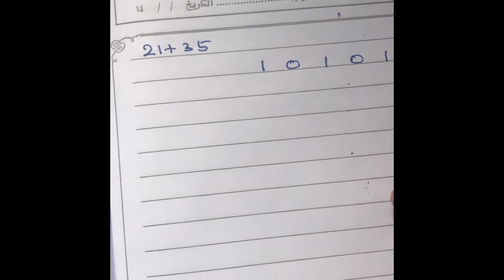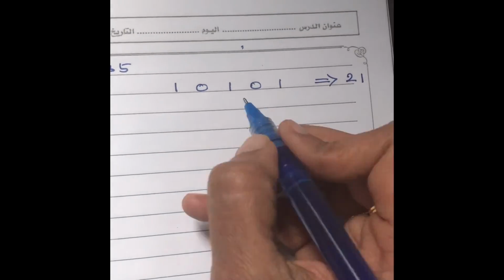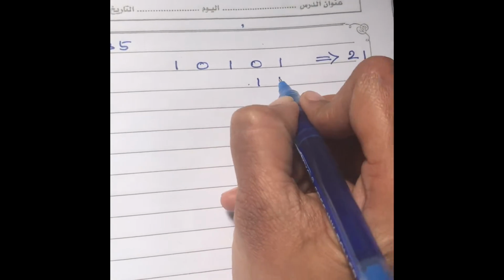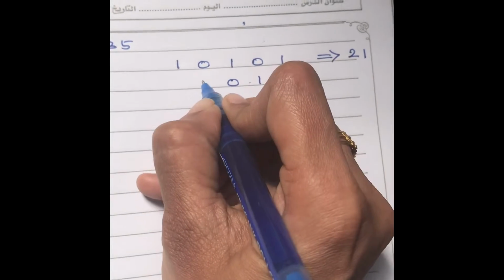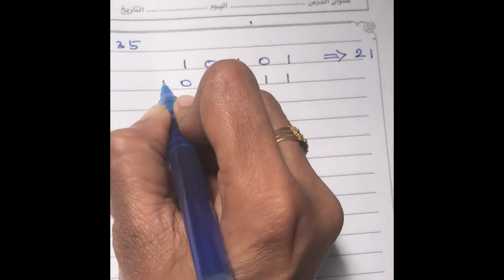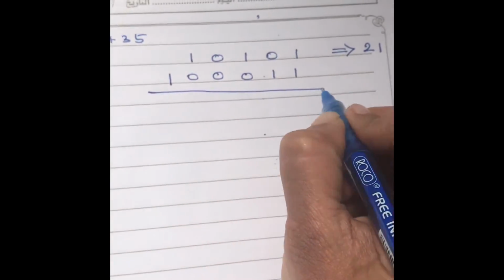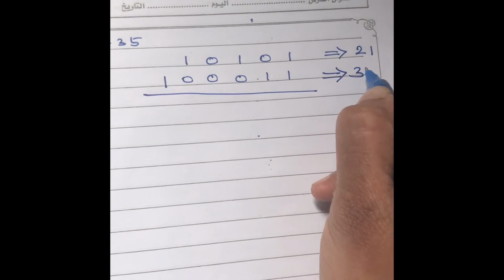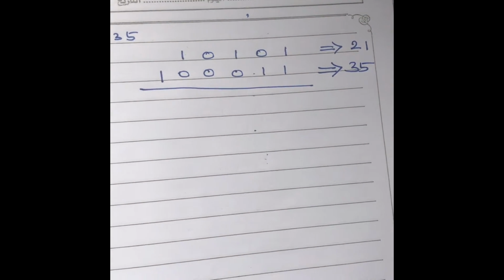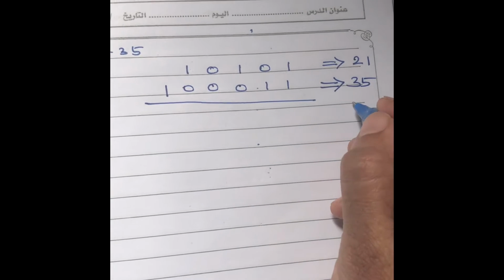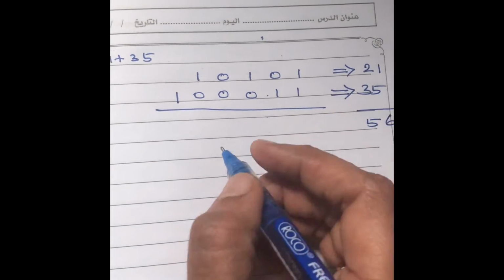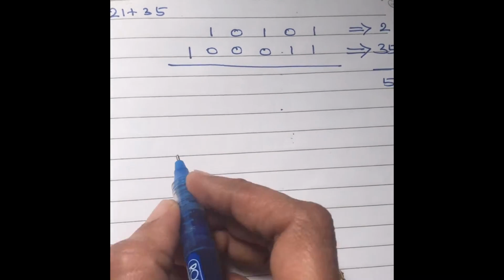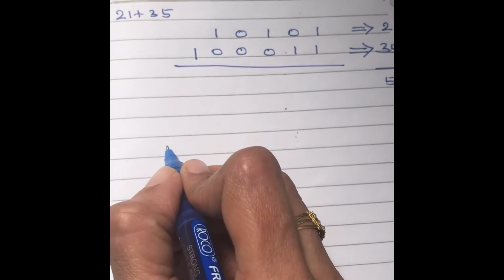So now we need to add 21 and 35, where you will get the binary values as 10101, which is equivalent to 21. And for the value of 35, you will write it like this, where the sum should be 56. Now before going into this, I will tell you about the addition table.